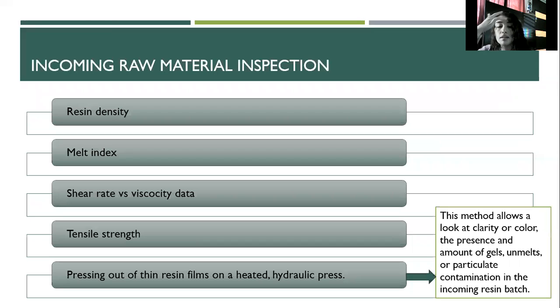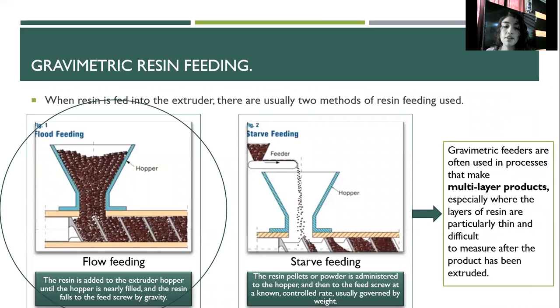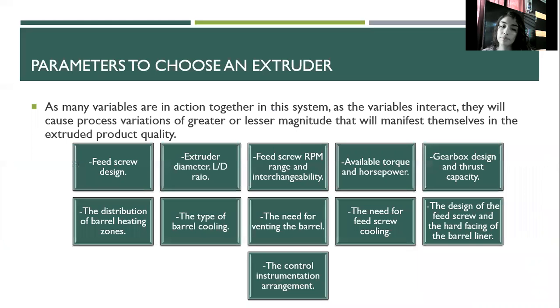So this is the inspection of the raw material. Everything must be inspected and controlled: the resin density, the melt index, and all those. The resin storage is important because it must be in a clean and dry area. The gravimetric resin feeding: this time we're going to use the float feeding, that is by gravity, because it is used for rubbers from one layer or from one resin. The star feeding is used for multi-layer products, and the feeder controls the flow of the pellets.